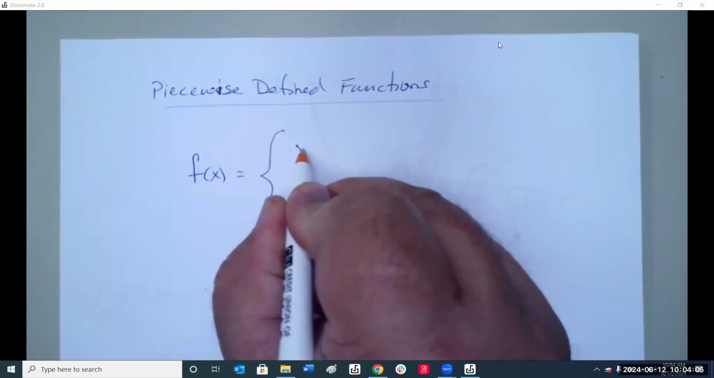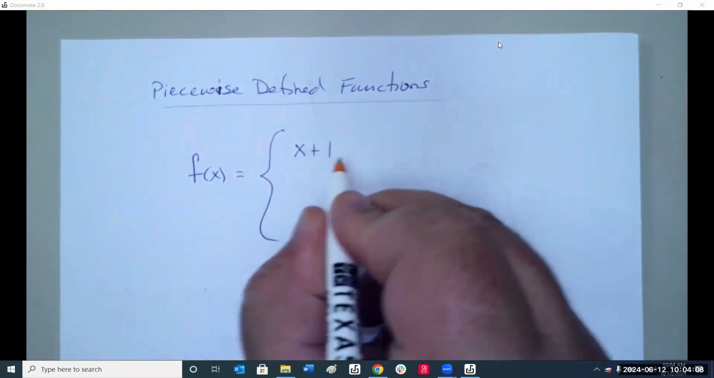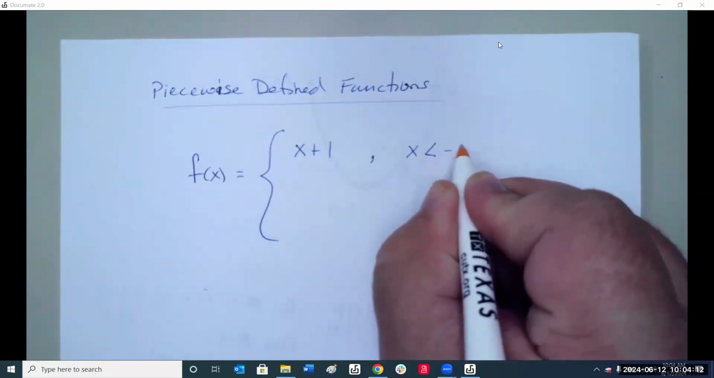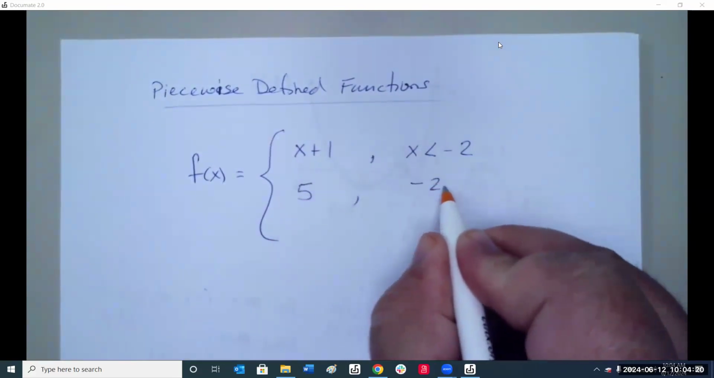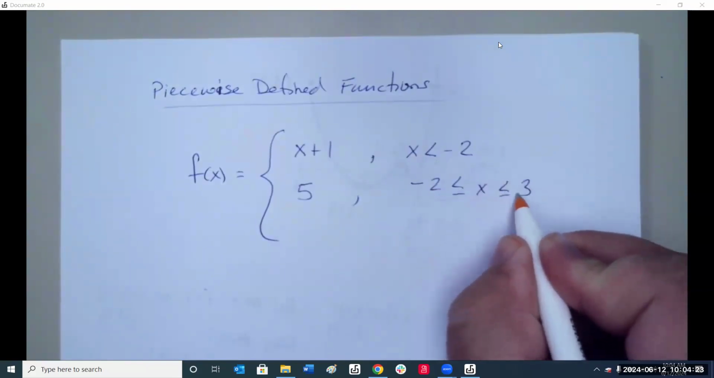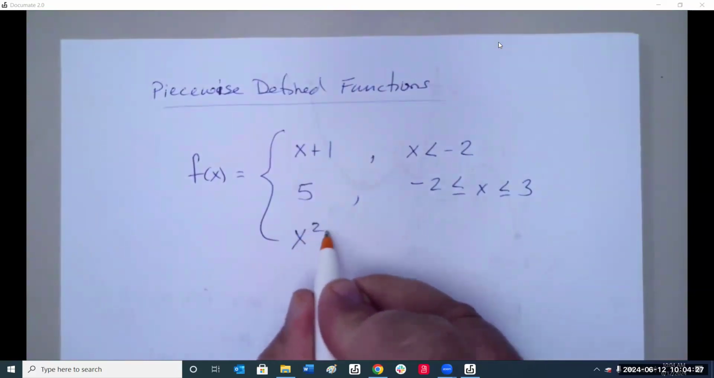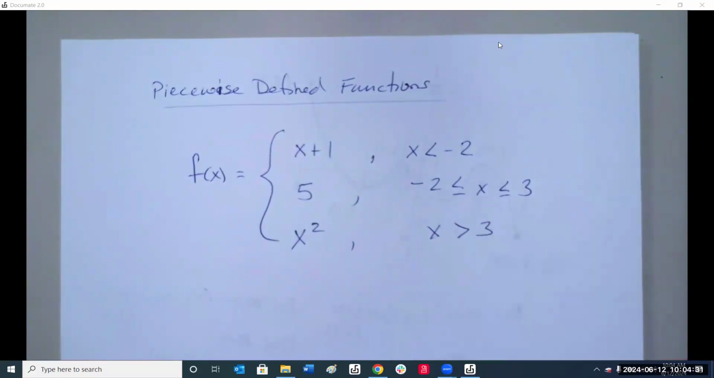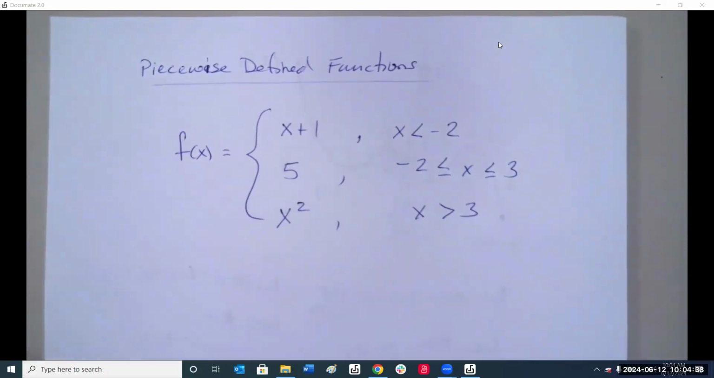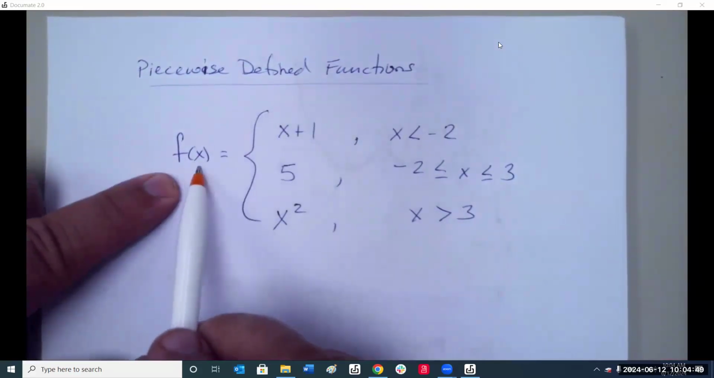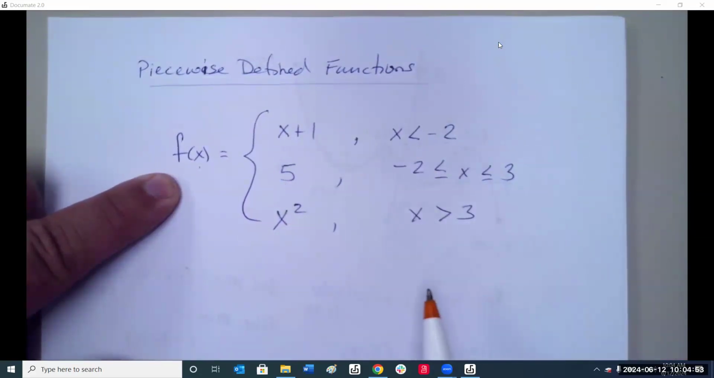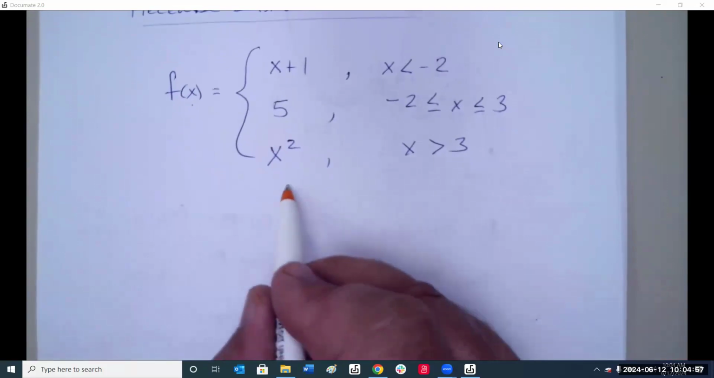So let's look at this. We have x plus 1. We use this function when x is less than -2. We use this function when x is between -2 and 3. And we use this function when x is strictly greater than 3. So it's one function. It's got 3 parts, depending on where you are on the x-axis. Let's see how we would graph this.